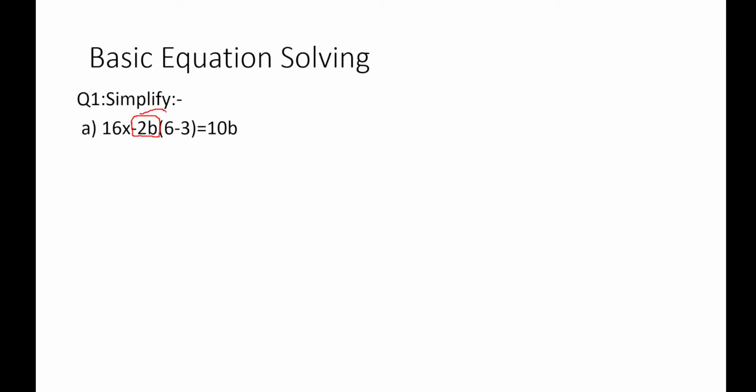Minus 2b is getting multiplied by 6, and that becomes minus 12b. And minus 2b is getting multiplied by minus 3. You have to concentrate on this little minus here, okay? That's not an equal to sign. Let me just erase this so you don't get confused that it's an equal to sign. Minus into minus is plus, you know that. So that gives us plus 6b.